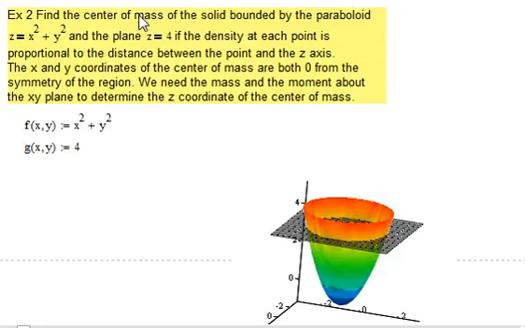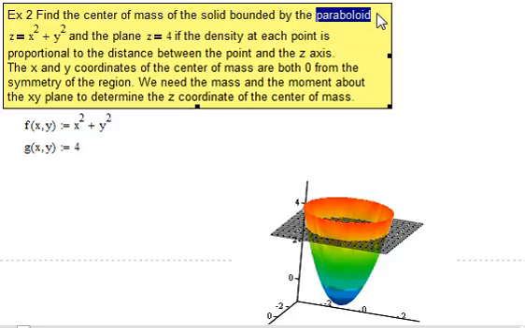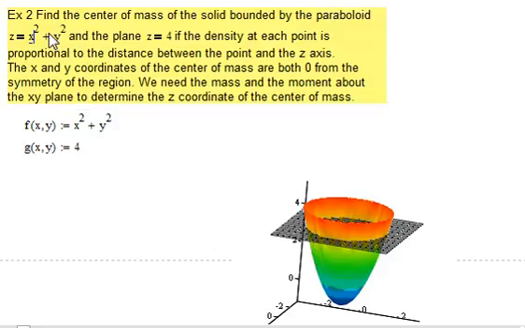Here's another example. We'd like to find the center of mass of the solid bounded by the paraboloid z equals x squared plus y squared. Here it is. And the plane z equals 4. That's the thing with the black part there. If the density at each point is proportional to the distance between the point and the z-axis.